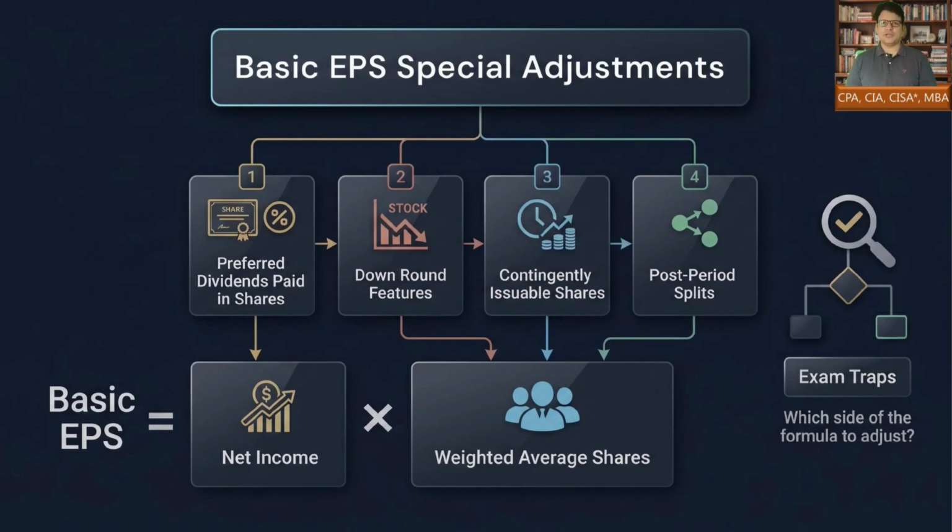We continue ASC 260 with Basic EPS Special Adjustments. Videos 2 and 3 gave us the foundation, the numerator and the denominator. Now we handle the tricky situations where the formula stays the same but the inputs need extra care. This lesson is about knowing exactly which side of the formula changes because most basic EPS traps are not caused by difficult math. They are caused by placing the adjustment in the wrong place.